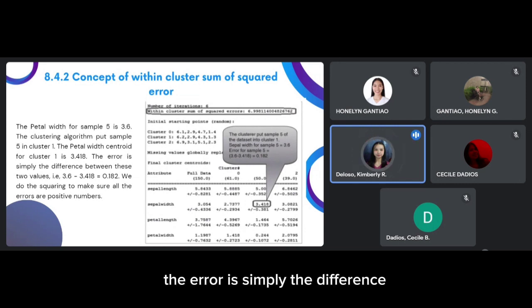3.418. The error is simply the difference between these two values, that is 3.6 minus 3.418 is equal to 0.182. We do the squaring to make sure all the errors are positive numbers. Obviously, lower the error, the better the results of the run.